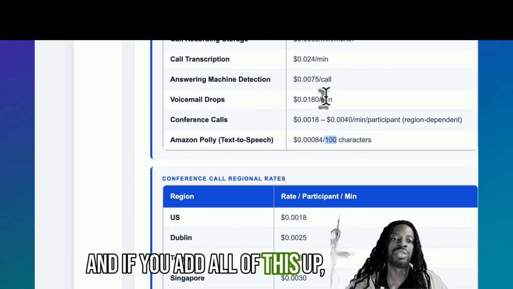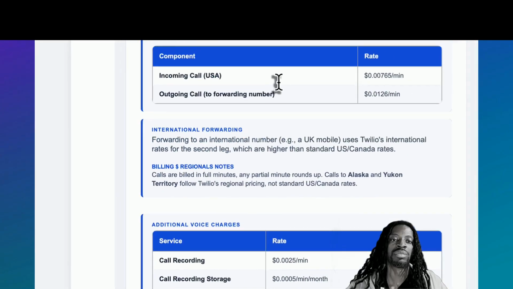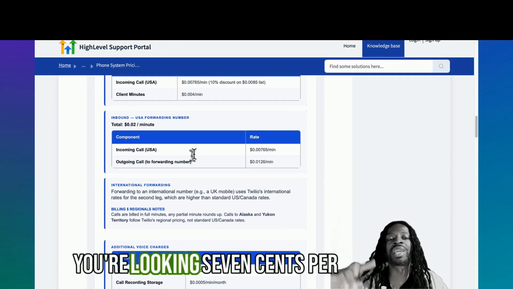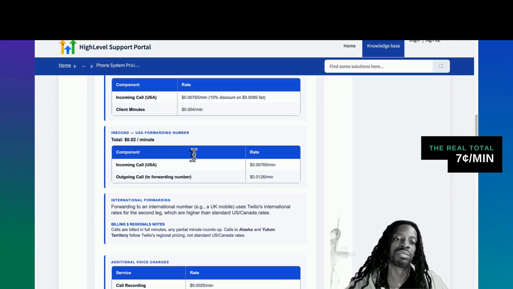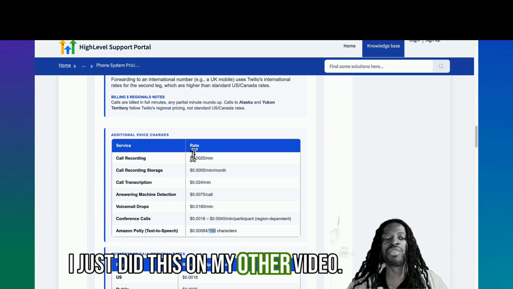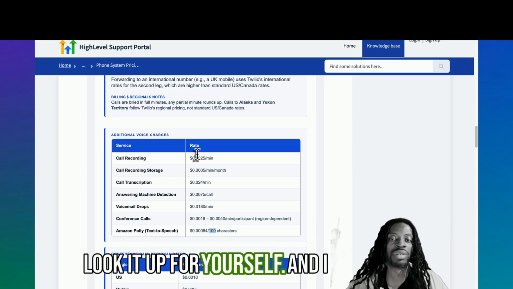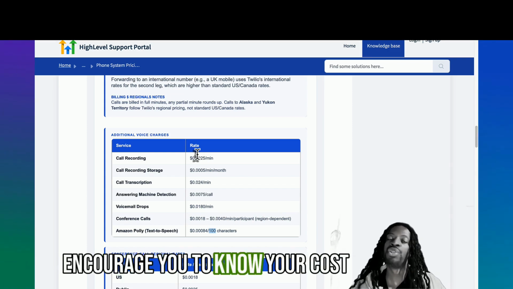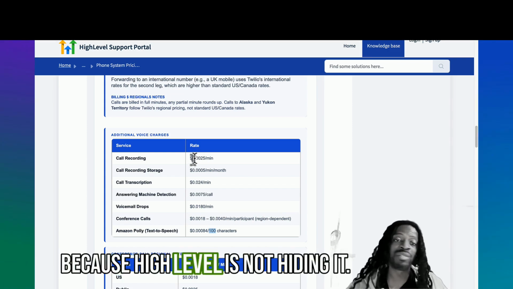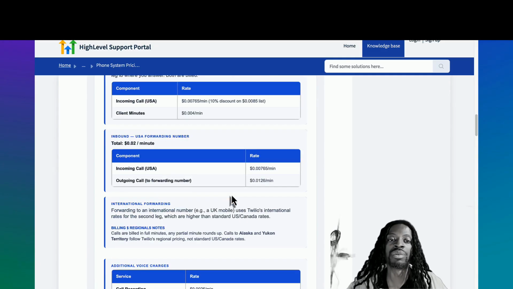And if you add all of this up, just for a 1 minute phone call, you're looking at 7 cents per minute. I just did this on my other video. Look it up for yourself. And I encourage you to know your cost, because GoHighLevel is not hiding it, they're showing you.